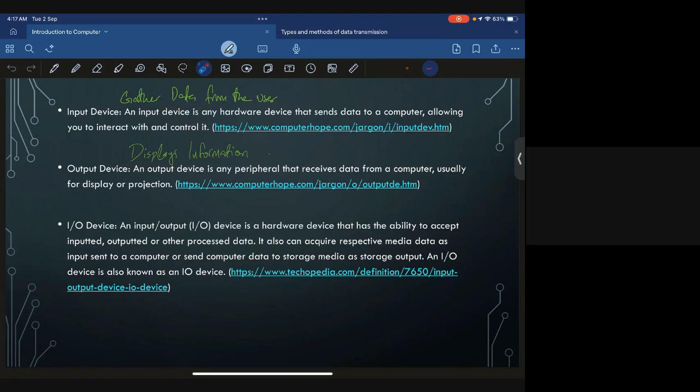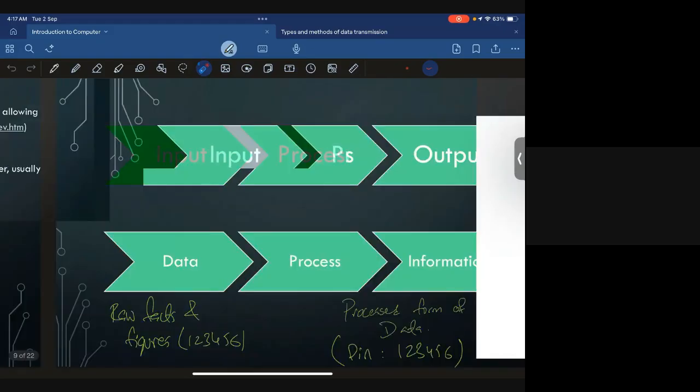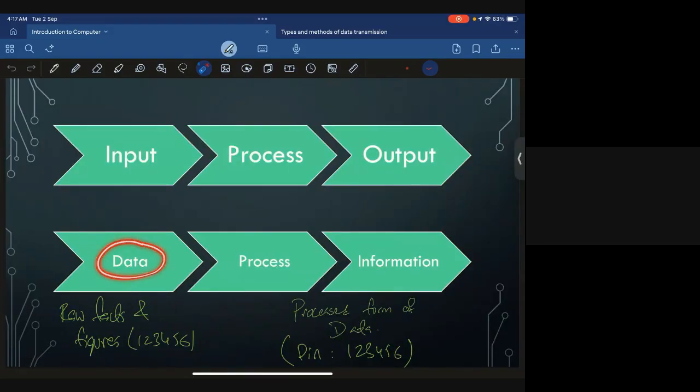But no, they're two different terms. Why? I'll get to that in a minute. So basically, we said input devices gather data from the user. So they collect something from the user, while output devices display information, or they provide something to the user. So that something is defined as data or information.